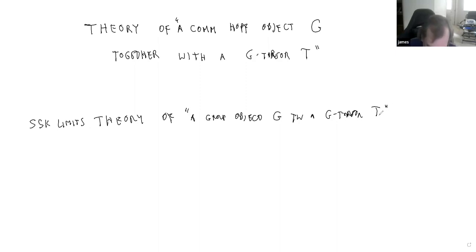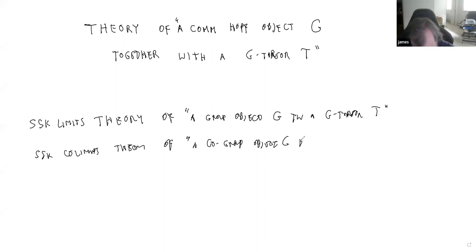In a way, it's actually more important, probably. So a group object G together with a G torsor T. I guess you could say the smallish sketched limits theory. I'm just formally dualizing here. So it'd be a co-group object, which I guess I'll still use the same letter G, together with a co-G torsor.